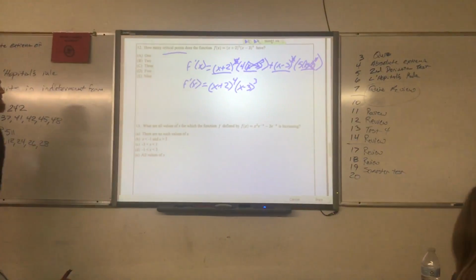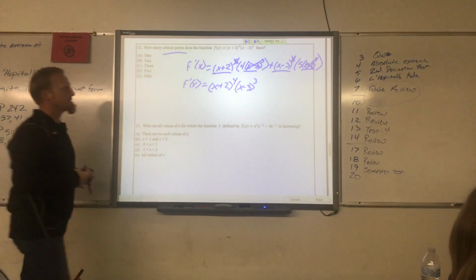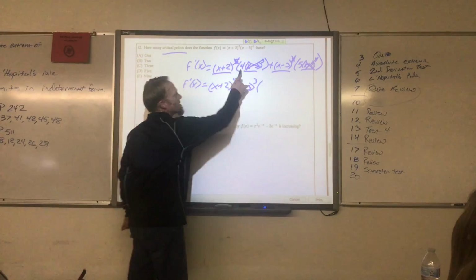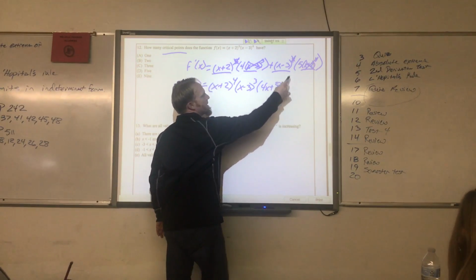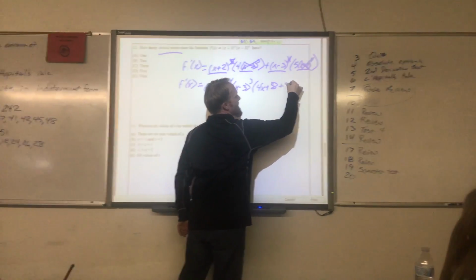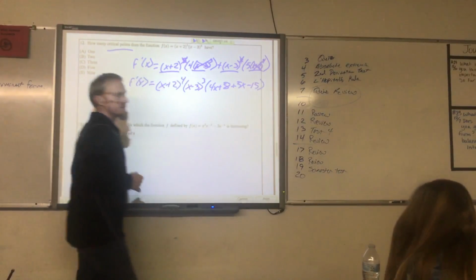So now it's just a matter of putting everything that's left inside of one parenthesis. So I'm going to go ahead and distribute this here. So that gives me 4x plus 8. And distribute this here. So that gives me 5x minus 15.